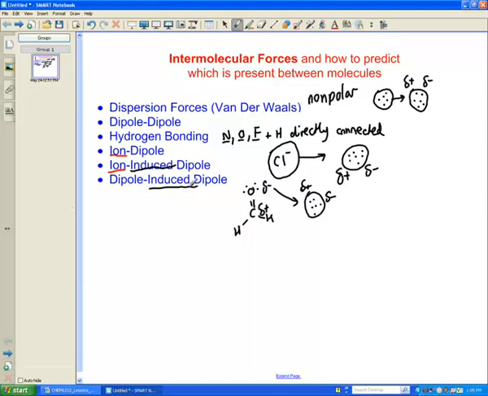When you come down to this one, do I have any molecules that are nonpolar? Because if you do, you have one nonpolar and one polar, then you're going to have dipole-induced dipole. If you have two polar molecules, you'll have dipole-dipole unless you've got any possibility of hydrogen bonding. And if you've got nonpolar molecules both, then it's going to be dispersion forces. So, rather than me just yakking on, let's do an example.